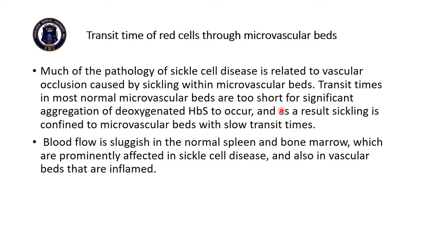As the transit time, or the passage time through the microvascular bed, increases, there is more time that the oxygen is dumped, and the deoxygenated state promotes sickling. Blood flow is sluggish in the normal spleen and bone marrow, and these two organs are most commonly affected in sickle cell disease, and also in vascular beds that are inflamed.